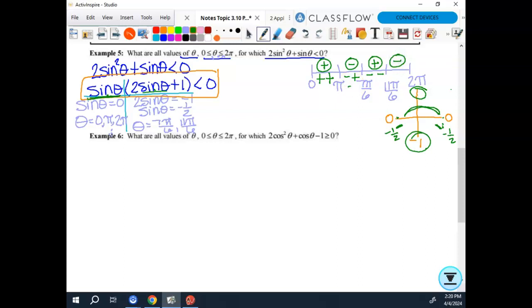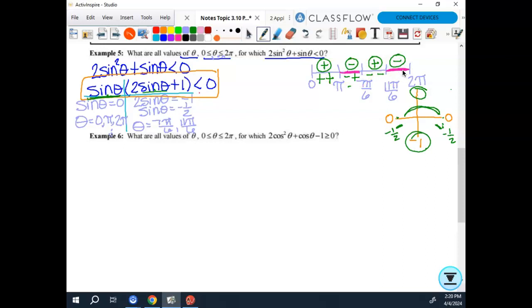Now, this one happens to alternate. They do not all do that, so just make sure you understand that. Now I want to look at what I'm trying to actually find. I need this to be less than 0. That means I want it everywhere where it's negative, here and here.